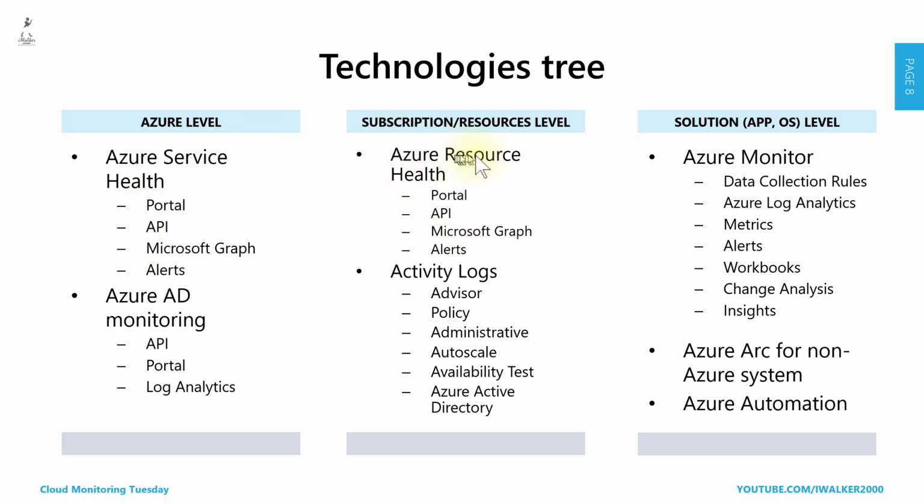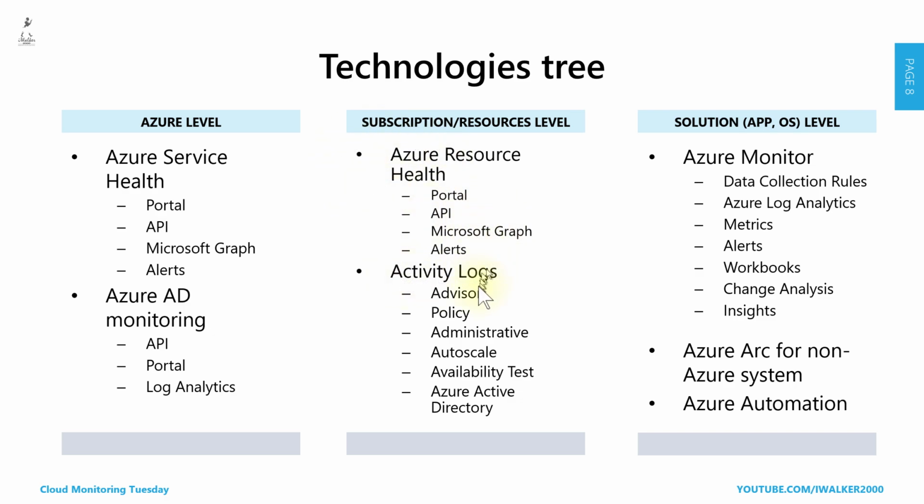The same for the Azure Resource Health on the subscription level. On the subscription level, as I mentioned before, we can take the information about the status of a virtual machine or another service, and it will be again the portal. You can look at the portal, we will see it after. You can work with API, you can use the Microsoft Graph, you can build alerts based on the resource health to work on it.